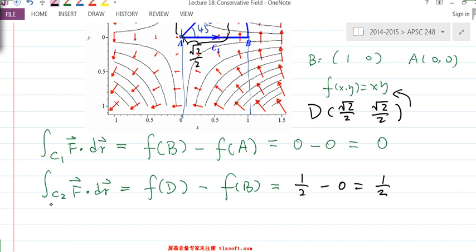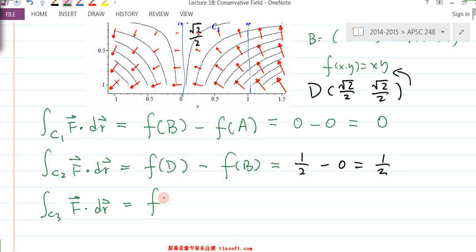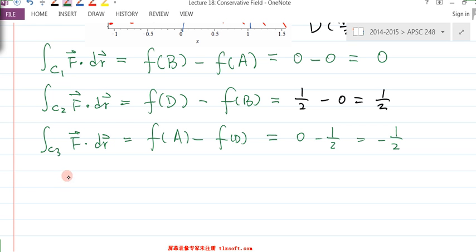So last portion, C3 is f of a minus f of d. Okay, so f of a is 0, f of d is 1/2, so it's negative 1/2, right? So add them all together. What does that give us? 0.